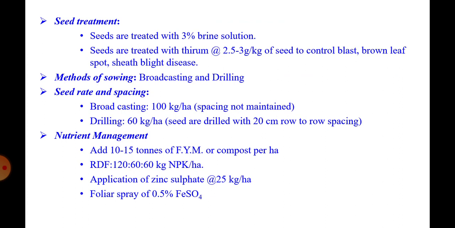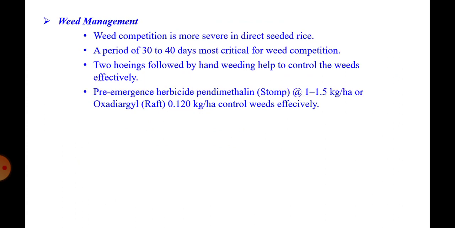Application of zinc sulfate at the rate of 25 kg per hectare is found beneficial to correct zinc deficiency, while foliar spray of 0.5% ferrous sulfate is effective against iron deficiency.